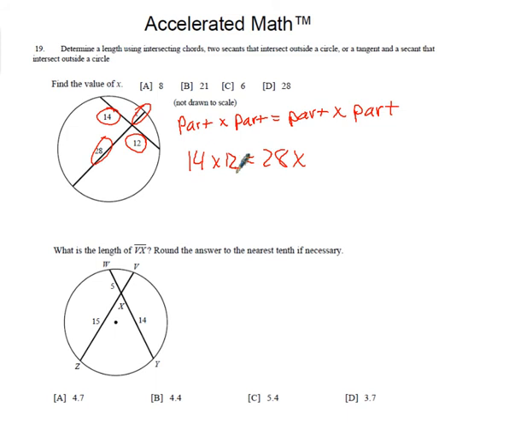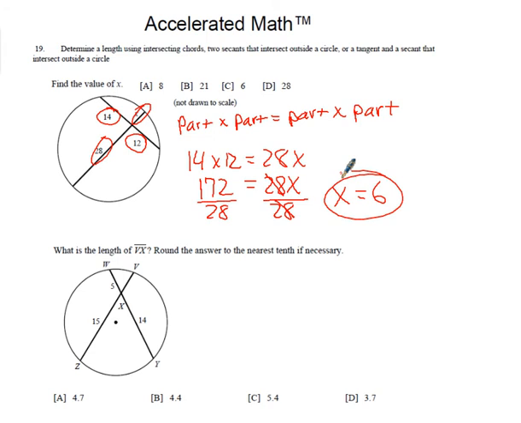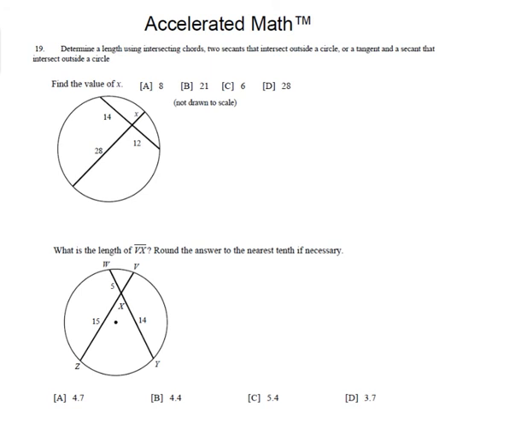What's that? 14 times 12 is 168, I think. Yes, 168. Alright, 168 equals 28x, and we're dividing by 28 on both sides to solve for x. The 28's cancel out or become 1, so I got x equals, I believe that comes out to 6. Alright, so that's one way to do it. Part times part equals part times part. This method works for me.